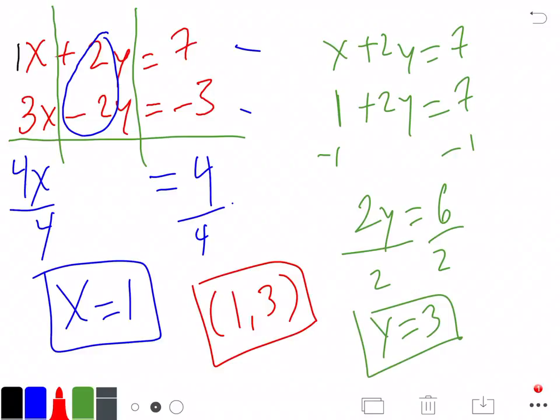When you're doing elimination, make sure you have the columns lined up with variables that are alike, as in x or y. Then make sure you have the numbers lined up. So when you add them down, you're adding like terms.